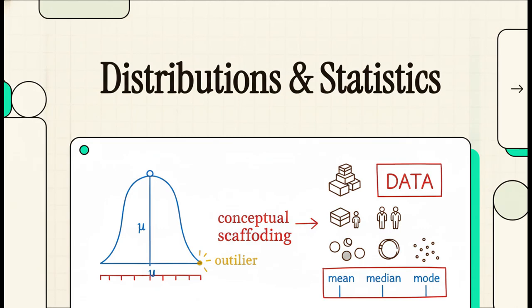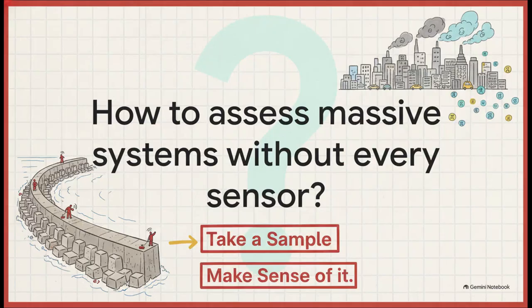Welcome to this explainer. Today, we are going to break down the conceptual scaffolding of distributions and descriptive statistics. So let's start with a classic engineer's dilemma. Imagine you are tasked with assessing the heights of a massive coastal seawall network. Or say you need to evaluate air quality across a sprawling, congested city.